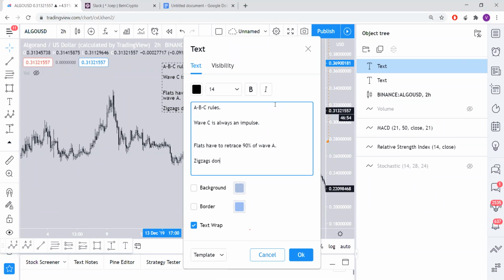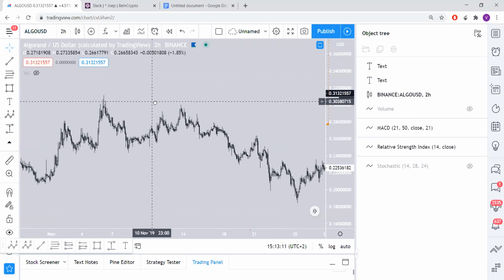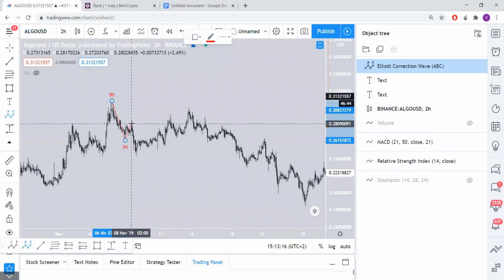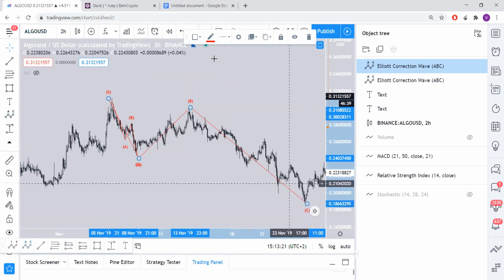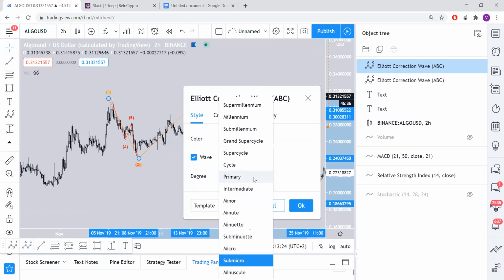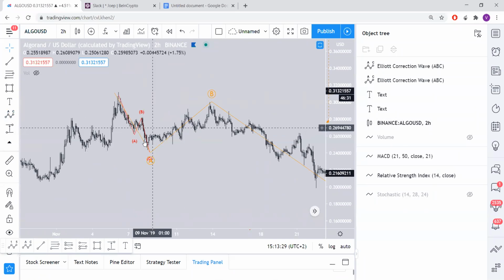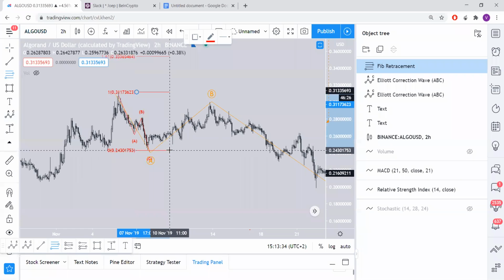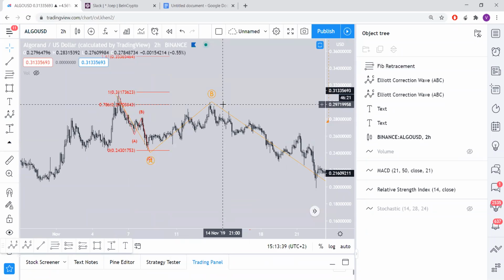Zigzags don't. So if you measured this as an ABC down, which is a part of a larger ABC, like this, this is probably not the correct count, I'm just using it to make an example. This is wrong because the top of wave B was about 78% of wave A, and this has to go to about 90 if it's a flat.